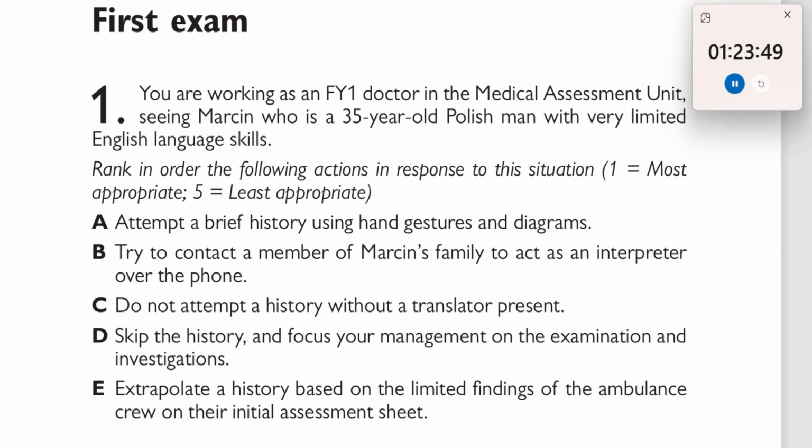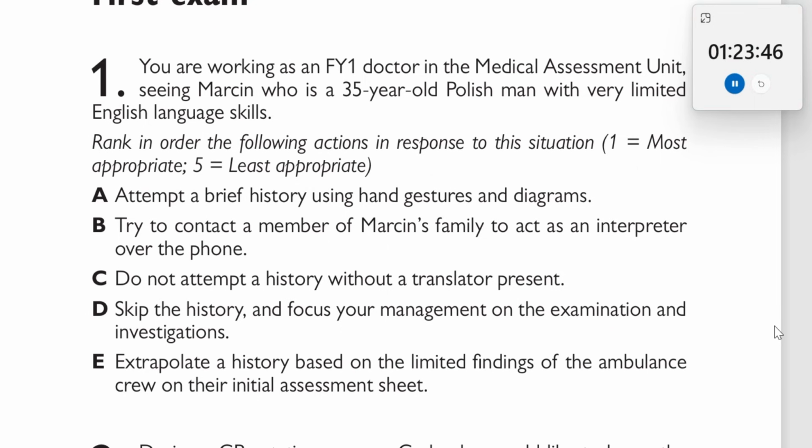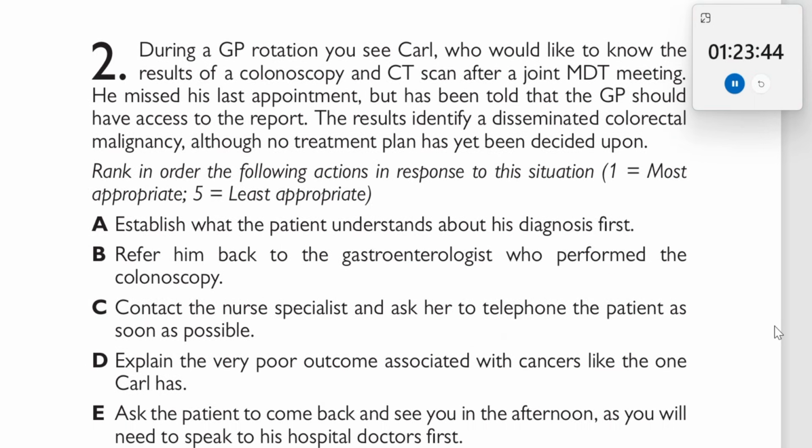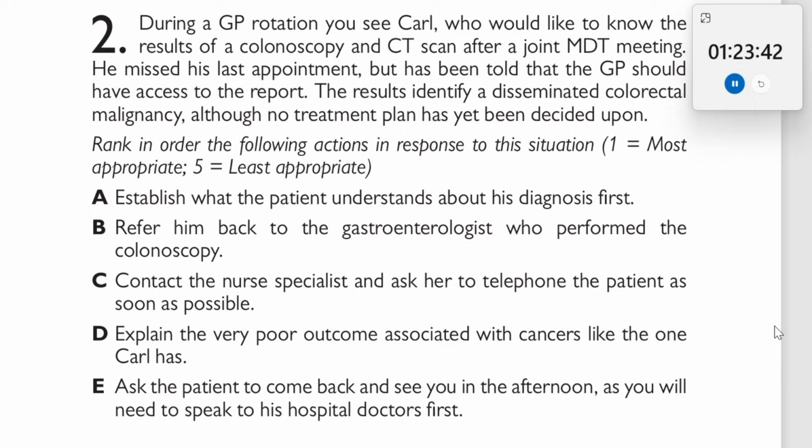Okay, so the next question. During a GP rotation, you see Carl, who would like to know the results of a colonoscopy or CT scan after a joint MDT meeting. He missed his last appointment, but has been told the GP should have access to the report. The results identify a disseminated colorectal malignancy, although no treatment plan has been decided upon. So, read the options and mark your answers.